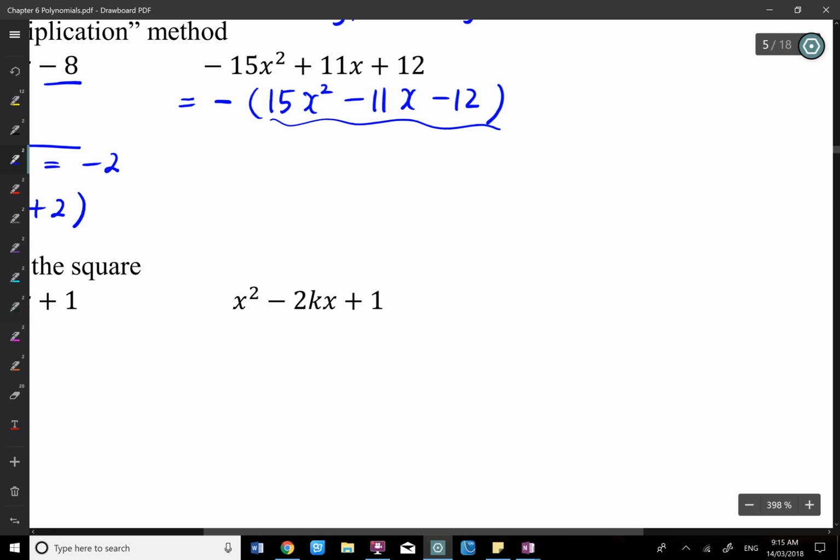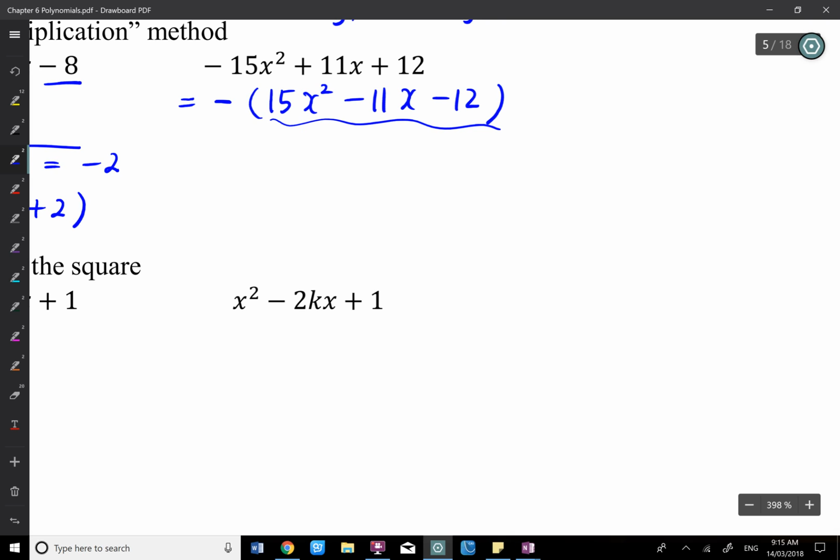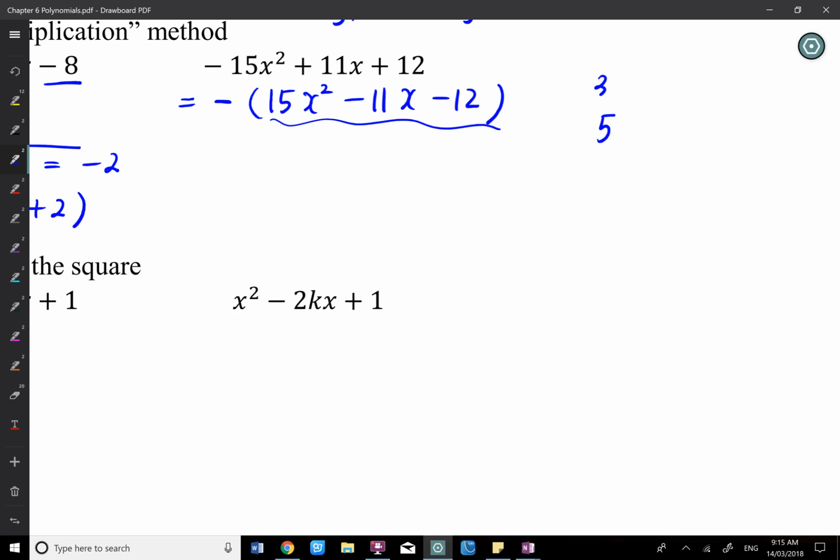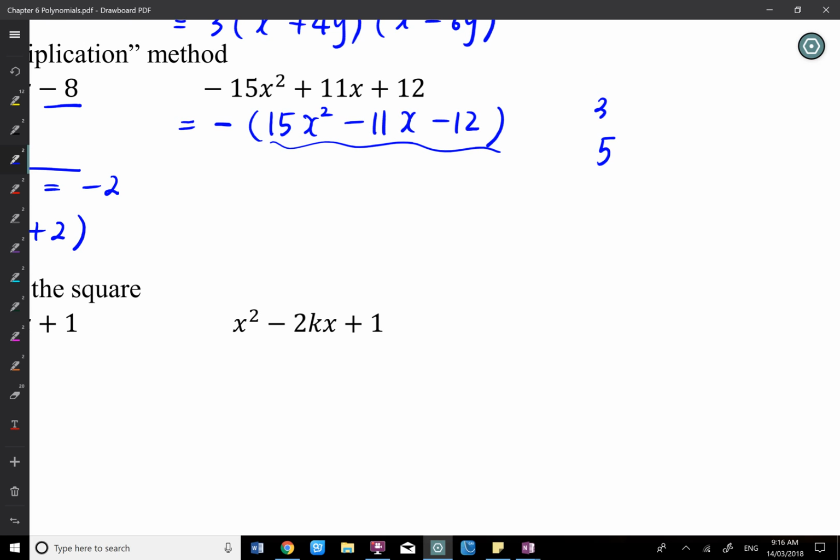So a 15, what can make a 15? 3 and 5 can give you a 15, or 1 and 15 will give you a 15. This is a trial and error process. I will start with the numbers which are close to each other, which is the 3 and 5. Normally it is the numbers close to each other. And I have a -12. What could -12 be? 2 and 6, 3 and 4, 1 and 12. Because I have experience, I know this one should be 3 and 4.